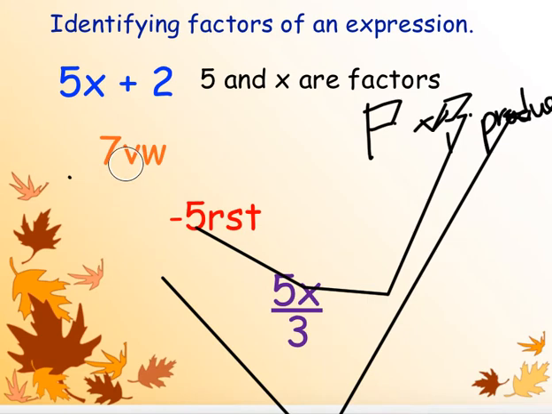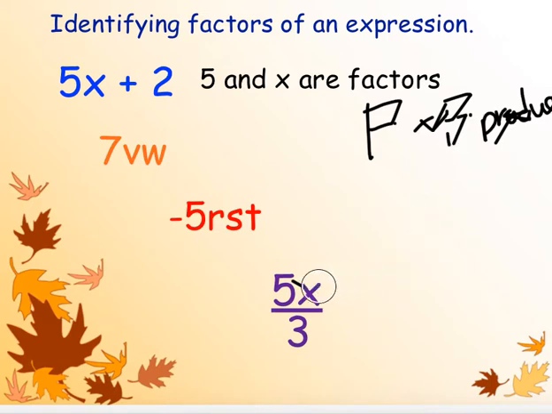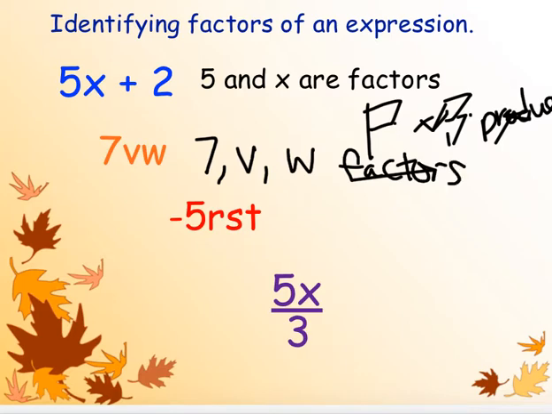All right, so if we look at 7VW, that has some very specific products. Okay, so if we look at that, we can say, all right, well, what are the things that are multiplied together? Well, we would say that 7, V, and W are all factors. Okay, -5 is a factor, R is a factor, and S and T are factors.